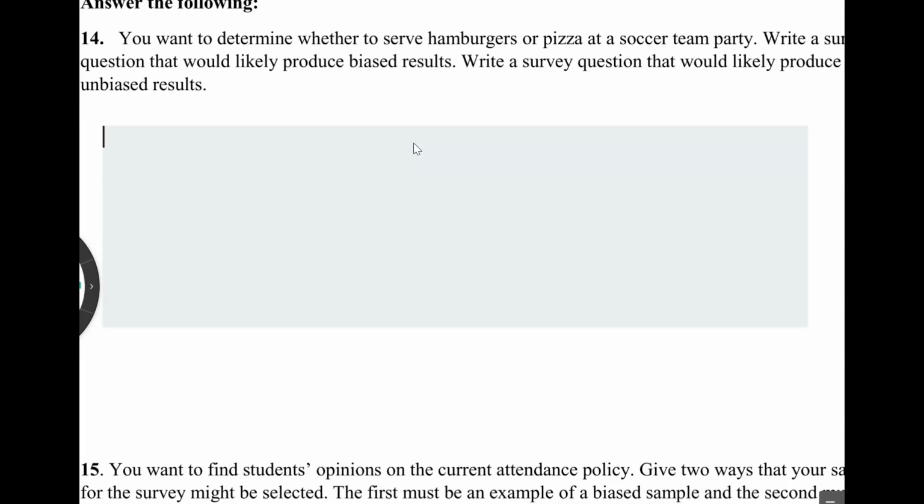If you listen to the news or go on Facebook sometimes, the way people write these articles forces your opinion one way. Okay, so here's my biased one. You can go ahead and try to make up a question, and then we can share a couple.